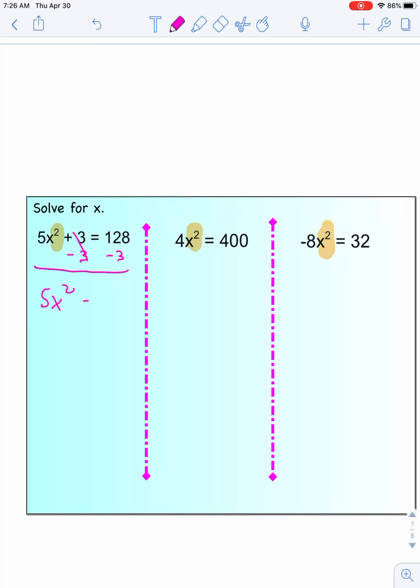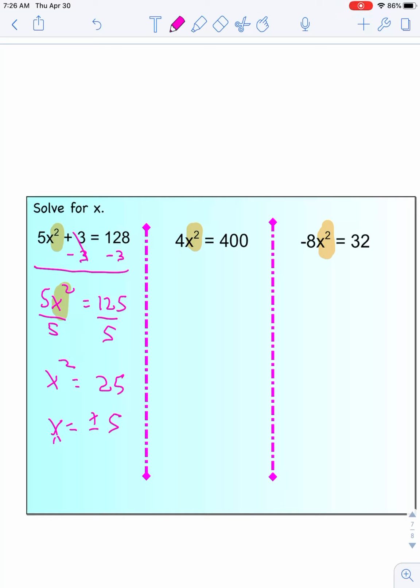So now I get 5x squared equals 125. Now I don't have what's squared by itself yet, so I can't take the square root. I've got to divide by 5 first, and that gives me x squared equals 25, and then x equals plus or minus 5.